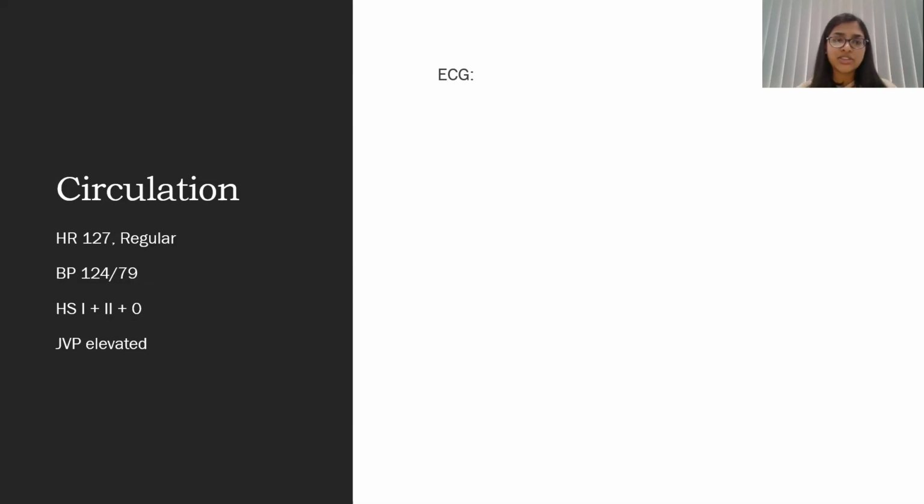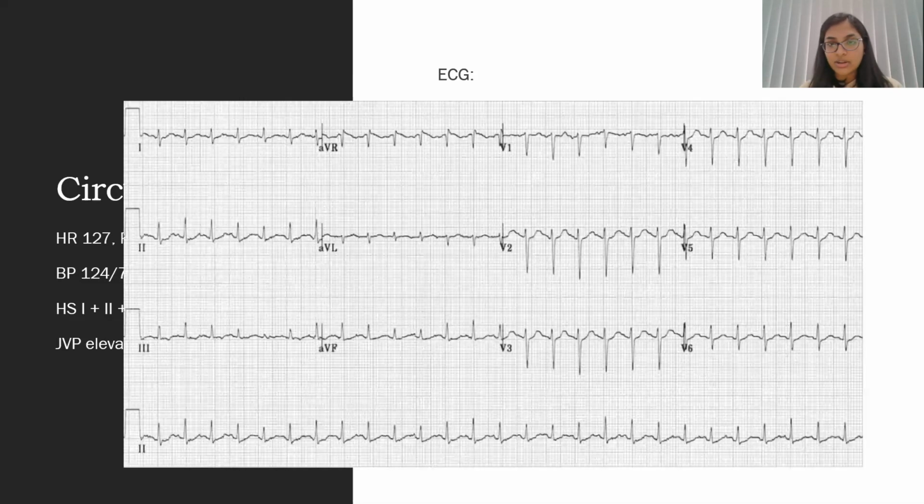So you find out the heart rate is slightly raised. It is raised, 127, but regular. Blood pressure is normal. You don't hear any murmurs, but the JVP is elevated. So you order an ECG. What do you see here?